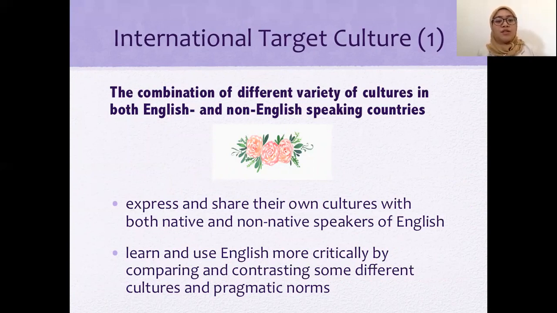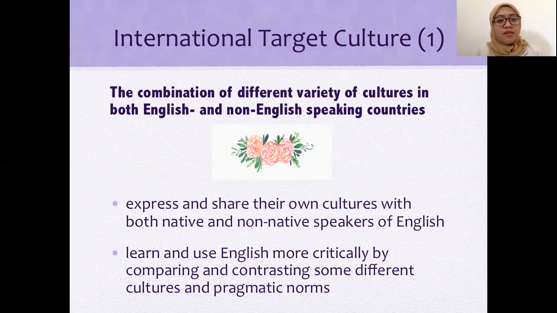In the international target culture, there is a combination of different varieties of cultures in both English and non-English speaking countries. For example, in the Indonesian context, when I learn with my students about different cultures in the English classroom, I will combine not only Indonesian culture or American or Australian culture, but a great variety of cultures: Indonesian culture, Indian culture where English is spoken as a second language, Australian culture where English is the first language, and maybe Thai culture where English is spoken as a foreign language. This way, the students will express and share their own culture with both native and non-native speakers, and they also receive a lot of information about how English is used in a variety of encounters.